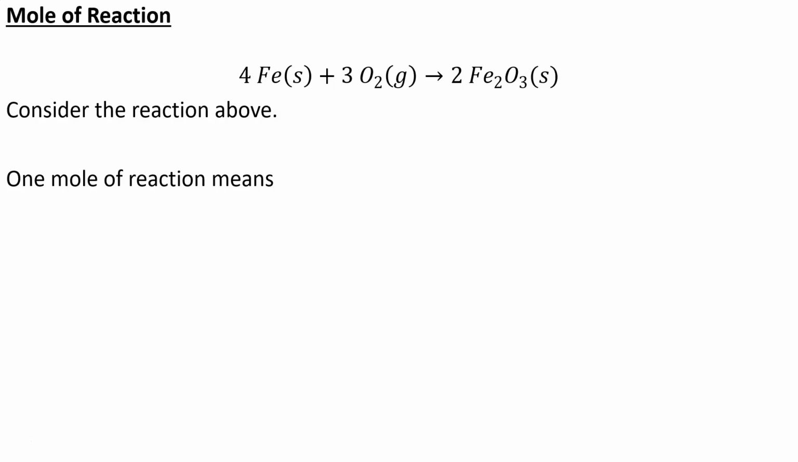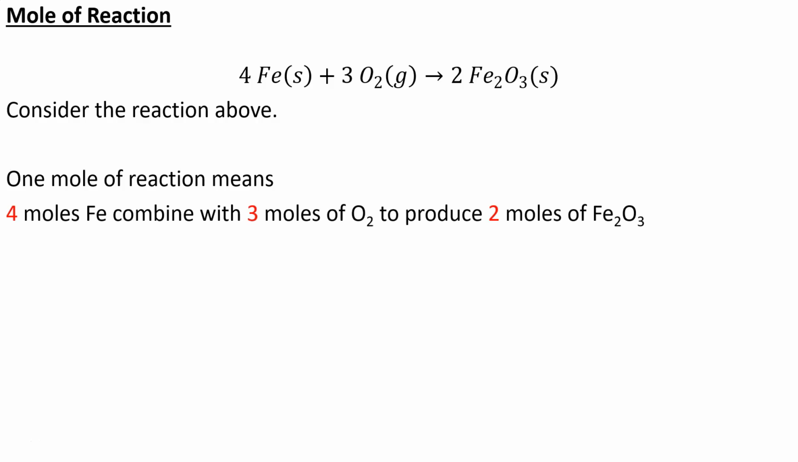In the reaction above, you can see that if I have 4 moles of Fe and 3 moles of O2, I can produce 2 moles of Fe2O3. 1 mole of reaction means that I've got 4 moles of Fe combining with 3 moles of O2 to produce 2 moles of Fe2O3. So 1 mole of reaction involves the exact coefficients that are given in the equation in terms of moles. That's what it means. 1 mole of reaction is whatever the coefficients say in terms of moles.